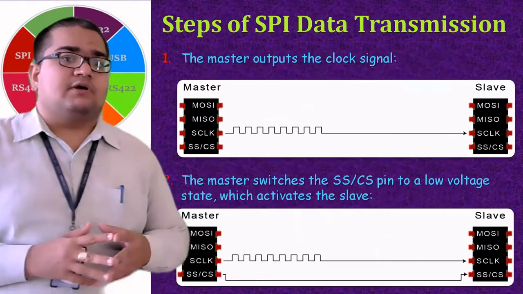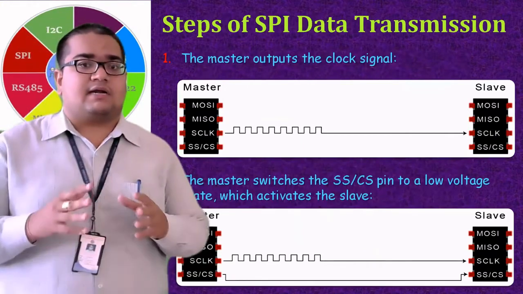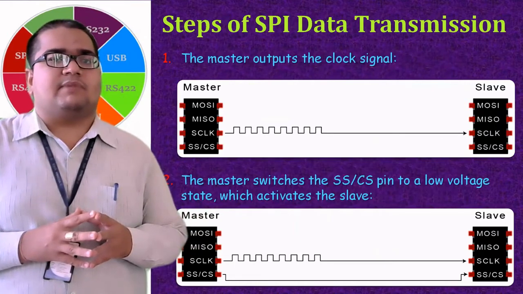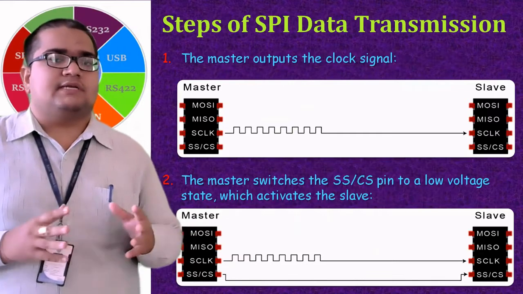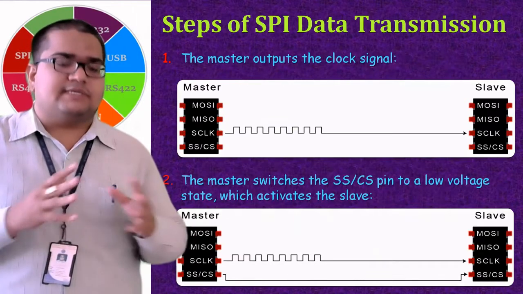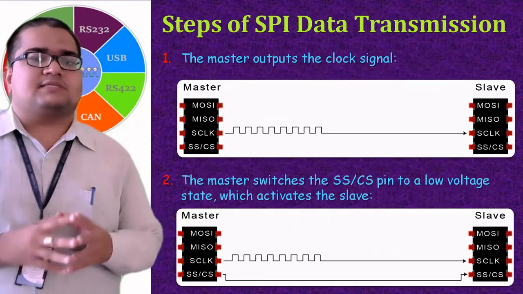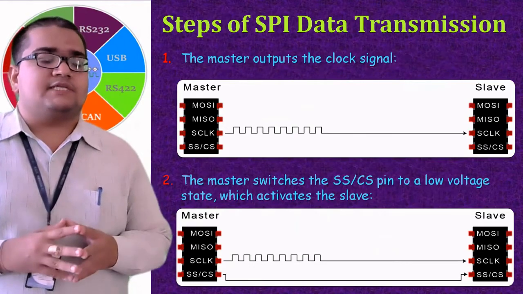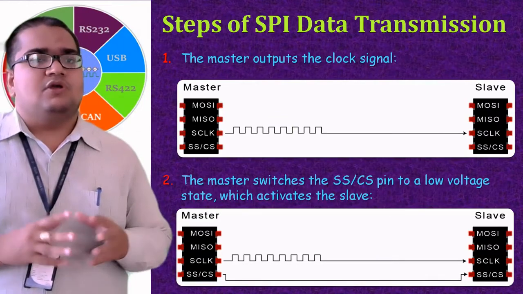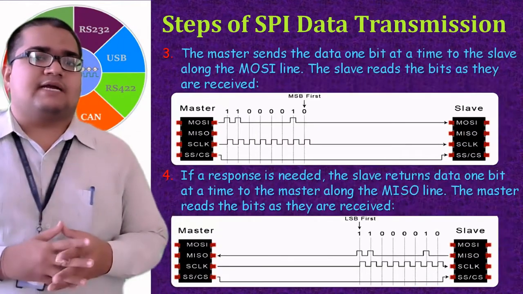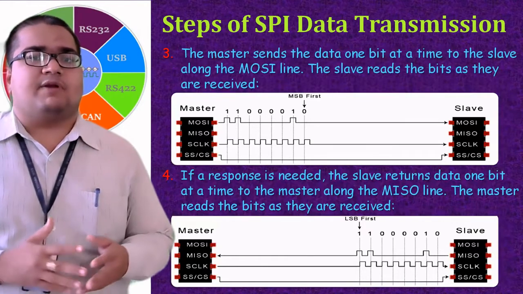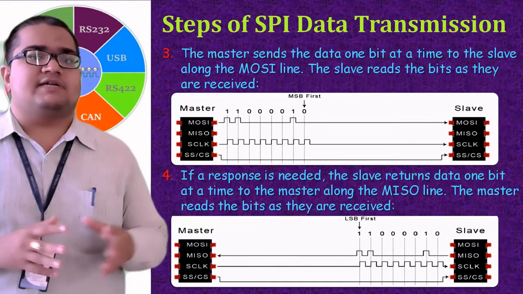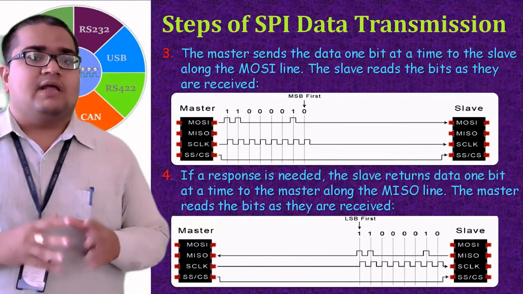What are the steps of initiating data transfer and communication using SPI? First of all, the master sends the clock signal onto the serial clock line. Then the master switches the SS or CS pin to a low voltage for whichever slave it wants to communicate with. Then the master sends the data one bit at a time to the slave on the MOSI line. The slave reads the bits as they are received.